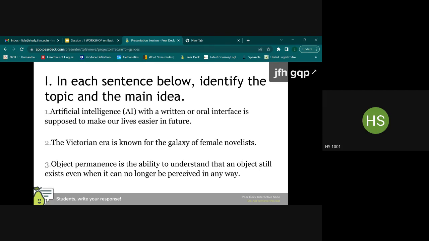So what question will you ask for topic? Basically, topic is easy to identify, but if you want to find out the main idea, the question you're going to ask is, what about the topic, right?